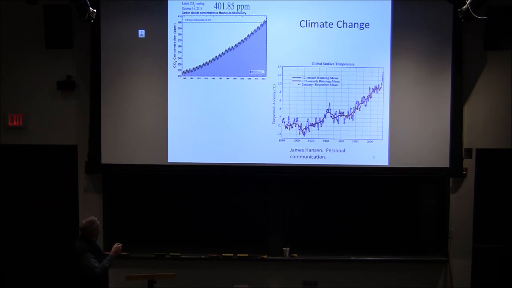And these wiggles here, that's just seasonal wiggles. What's happening when it goes up, most of the land area is in the northern hemisphere. And so what's happening there is that's fall and then winter. When the plants are asleep, plants eat CO2 for a living, right?